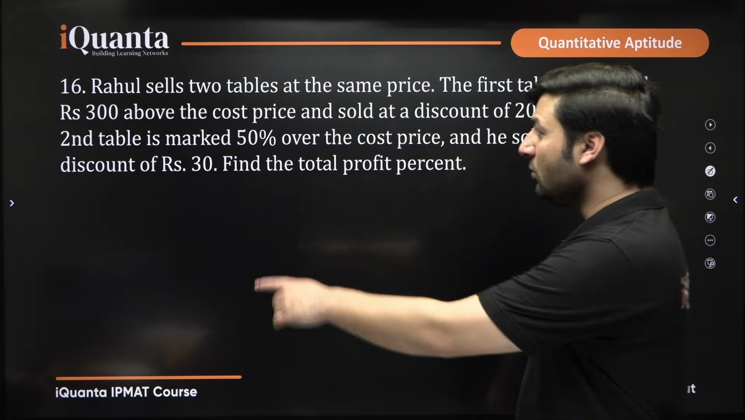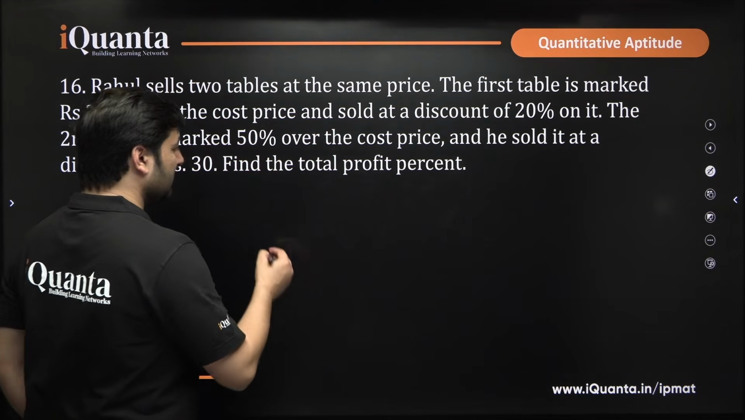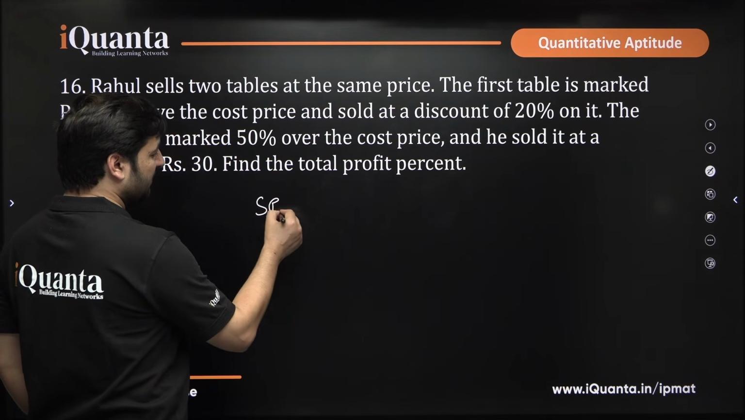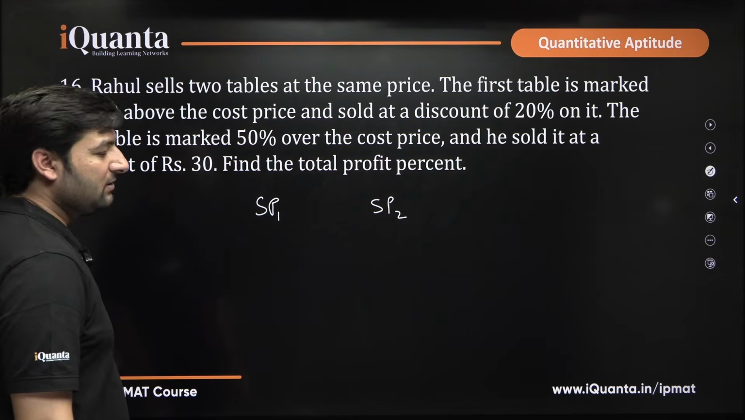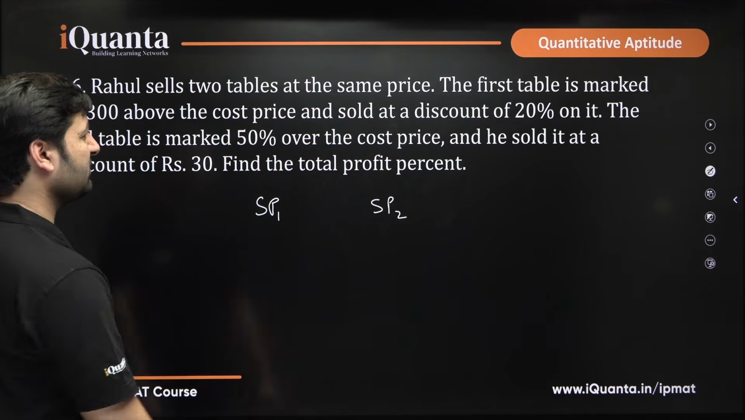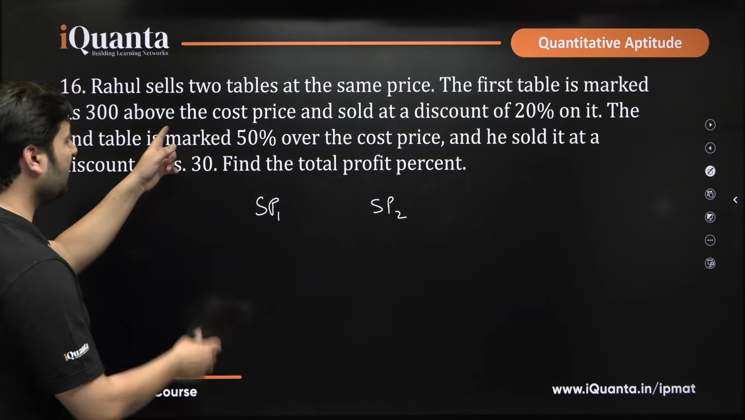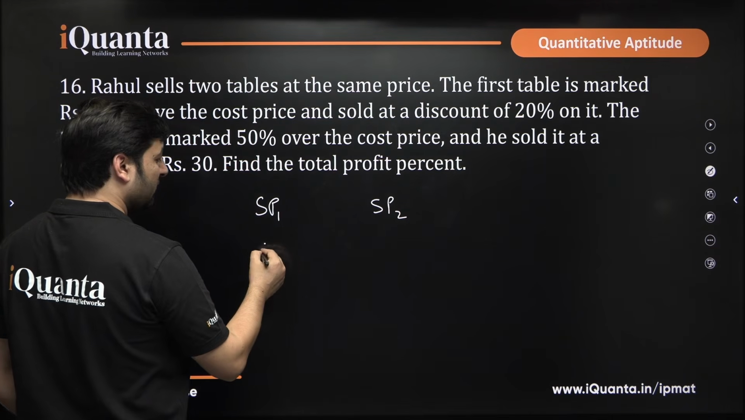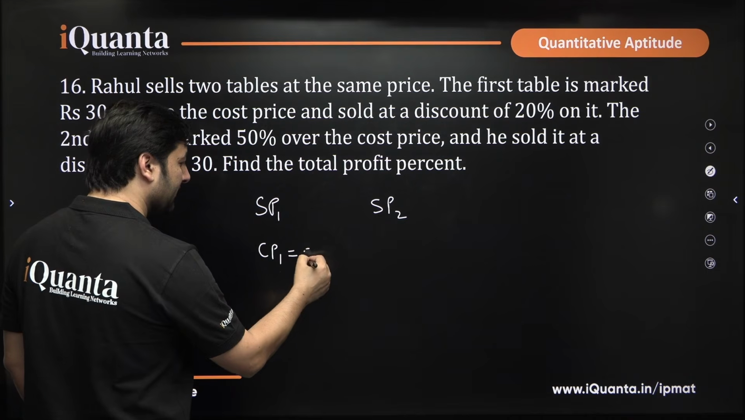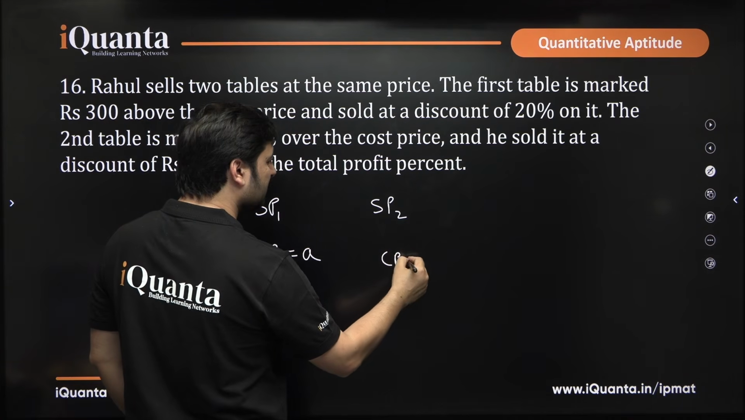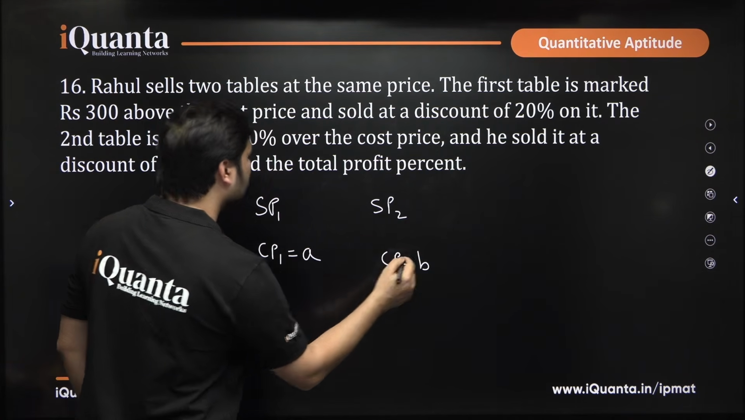Now, Rahul sells 2 tables at the same price. So, this is SP1. These are 2 tables. So, let me say that SP1, SP2 are their selling prices, they are same actually, okay. The first table is marked 300 above the cost price. So, see, there would have been some CP of the first table, say it is A, okay. There would have been some CP of the second table, say it is B. So, read the question.